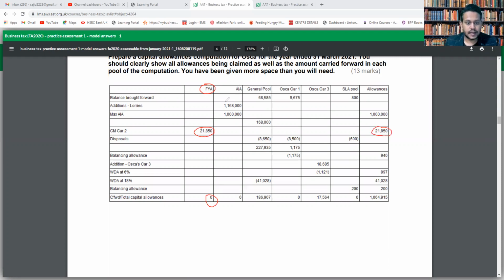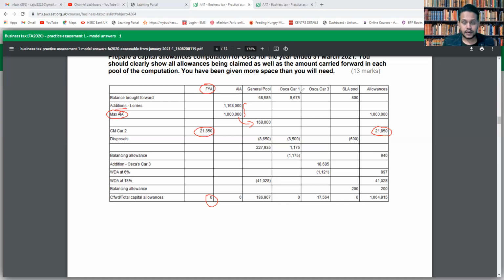Number 2, we have bought some lorry addition, and the lorry was 1,168,000. That is more than 1 million. But we know the maximum annual investment allowance we have is 1 million. So any difference will go to the general pool. Remember that. If you buy any plant and machinery or any asset that is qualified for the annual investment allowance, and for some reason it doesn't cover the whole amount, any difference will move to the general pool.